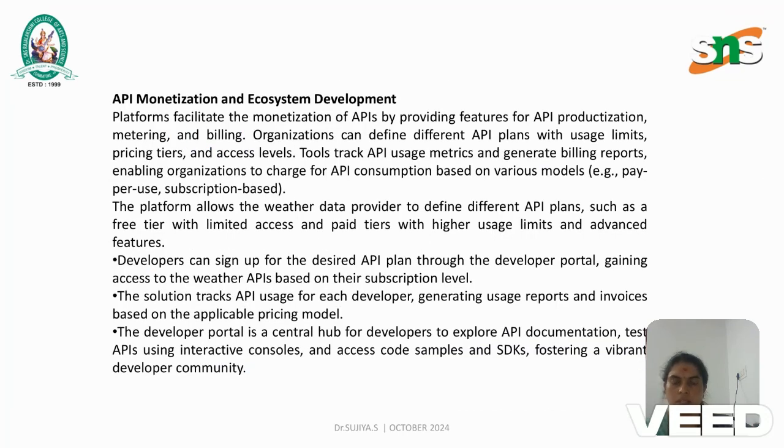API monetization and ecosystem development is done by providing features for API productization, metering, and billing. Organizations can define different API plans with usage limits, pricing tiers, and access levels. Tools track API usage metrics and generate billing reports, enabling organizations to charge for API consumption based on various models. And the platform allows the weather data providers to define different API plans such as a free tier with limited access and paid tiers with higher usage limits and advanced features.